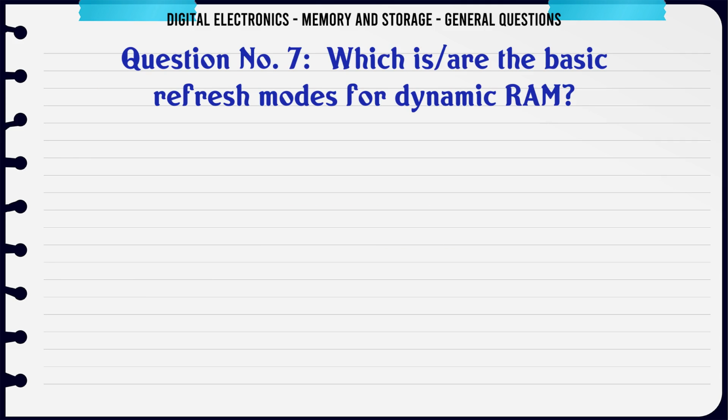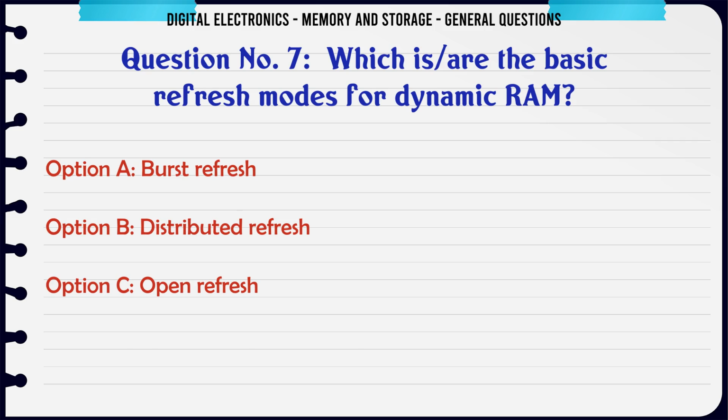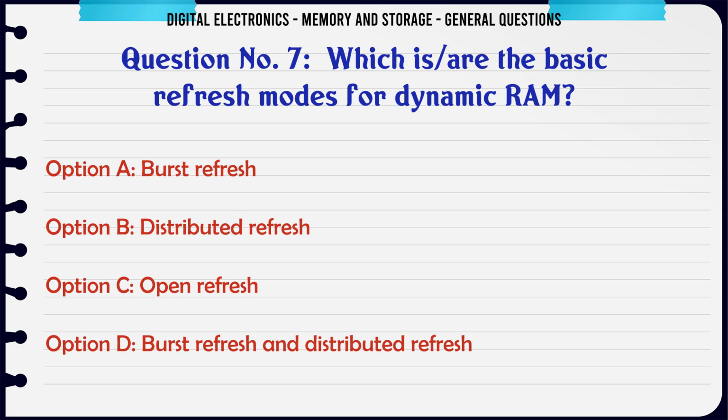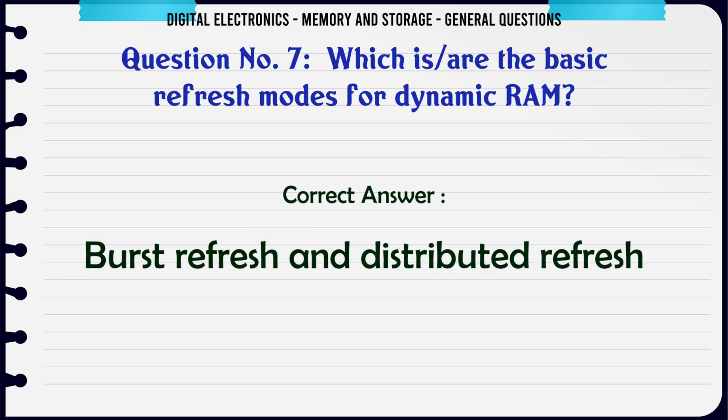Which are the basic refresh modes for dynamic RAM? A. Burst refresh, B. Distributed refresh, C. Open refresh, D. Burst refresh and distributed refresh. The correct answer is burst refresh and distributed refresh.